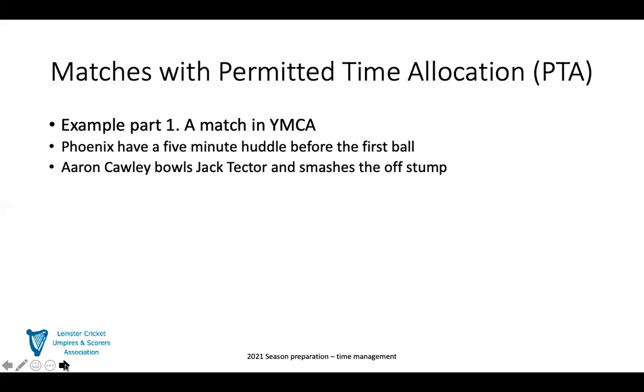Okay, so first ball in this notional match, Aaron Corley comes in, big fast bowler. He bowls Jack Texter first ball, and the off stump smashes in half. You've got to go and get a new stump. It's going to take 5 minutes. That's not something that is in the fielding team's control, so you absolutely should be adding time on in that.